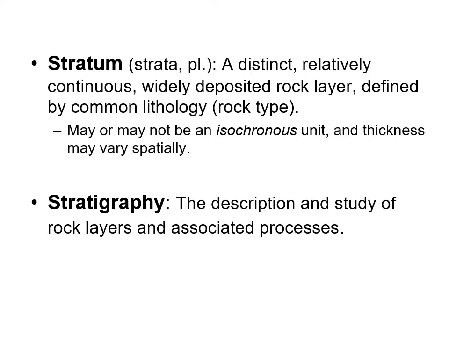Now, if you're not familiar with that term isochronous, breaking it down, iso meaning one, chronos referring to time. So what this means is you can follow a stratum over some distance, and it may not all represent the same equivalent time. Okay, especially if we're just looking at rock layers. Thicknesses may vary spatially. You can have a stratum that starts out 10 centimeters thick, and a few meters later it can be a meter, meter and a half thick. That doesn't mean that the uppermost and lowermost boundary of that stratum are all the same age. So just something to keep in mind.